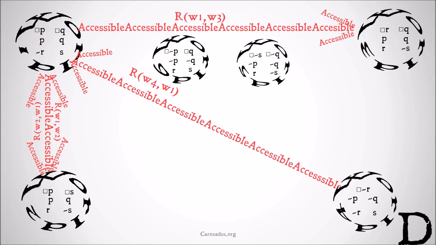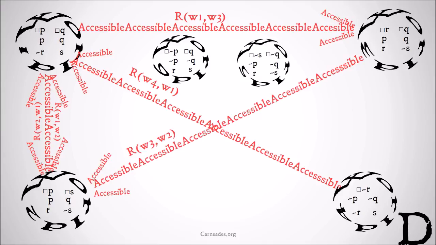Now let's take a look at world 4. So in this case, world 4 is not accessible to world 1 because world 1 has it's necessary that P and it's necessary that Q, and world 4 has both not P and not Q. However, the opposite does apply. So world 1 is accessible to world 4 because in world 4, the only necessary statement is it's necessary that not R. And in world 1, not R is the case. So world 1 is accessible to world 4, but world 4 is not accessible to world 1. All right. Hopefully, those relations make sense.